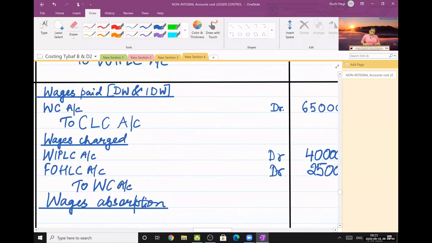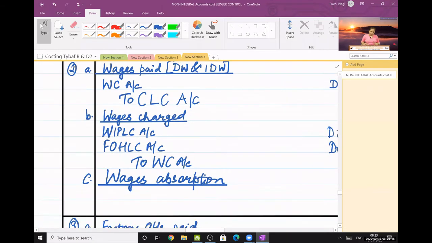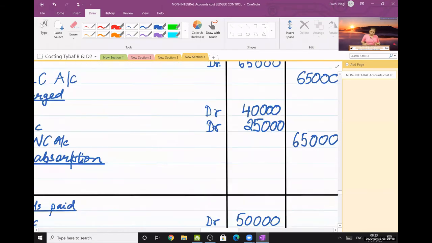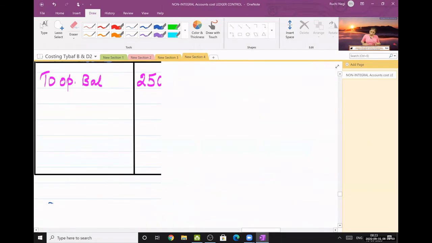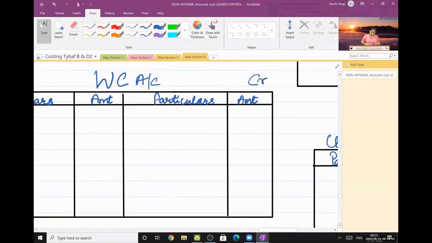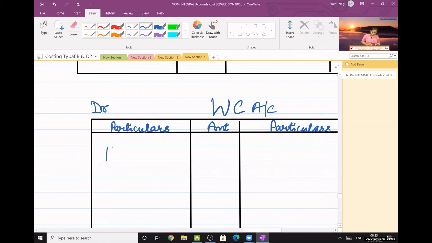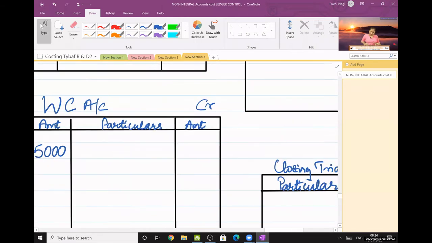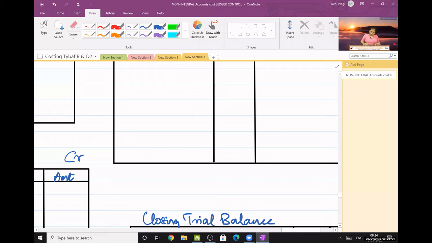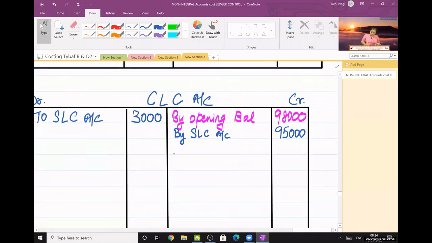Next, second entry, wage control to CLC 65,000. Come to wages, wage control to CLC 65,000. Second effect, give it in CLC by wage control 65,000.